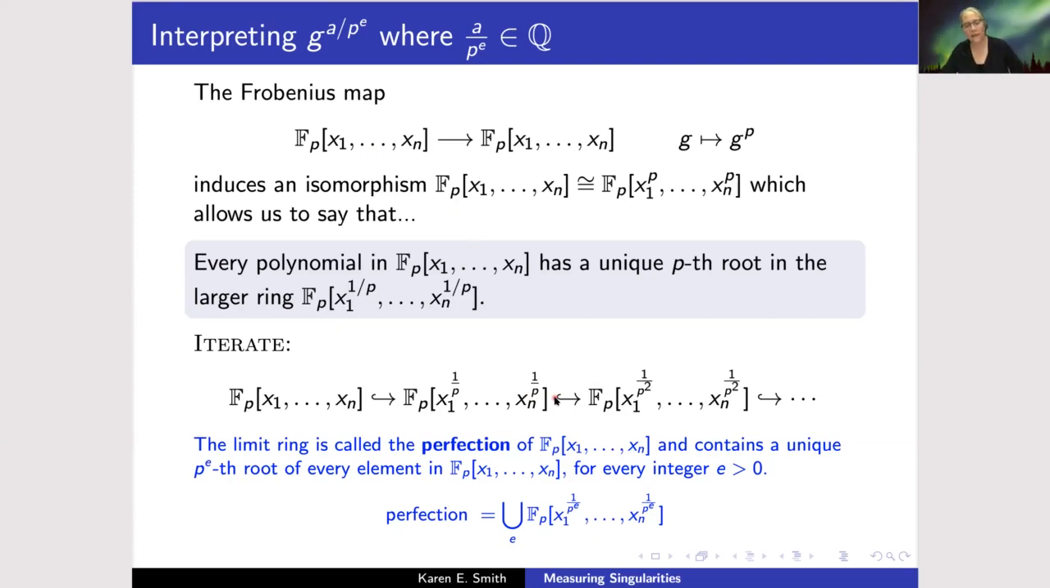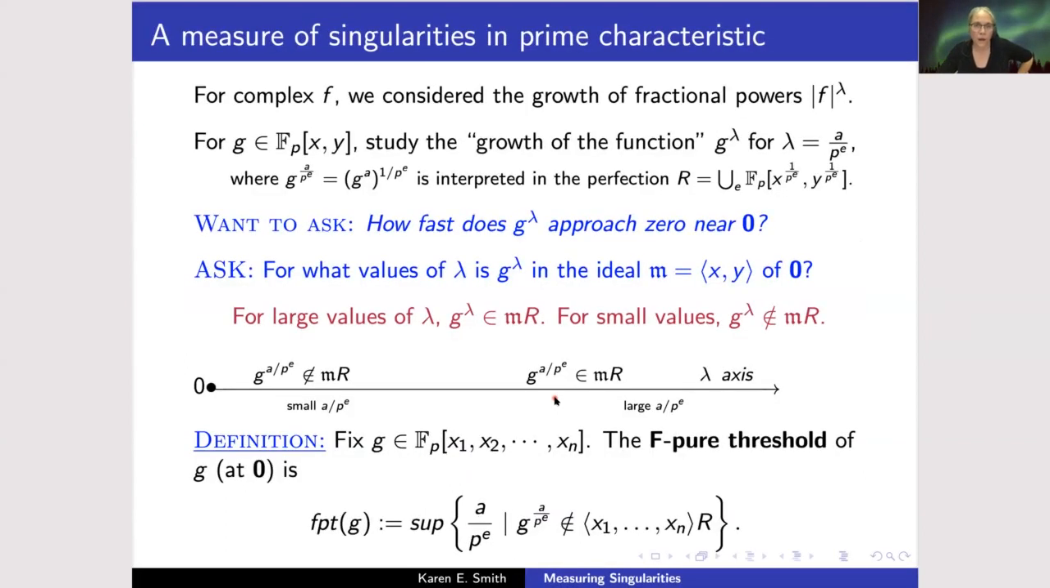And this is something that's actually very popular right now in algebra, to study this ring where I've thrown in all the p to the e-th roots. This is called the perfection of a ring. Okay, so let's try to do a similar thing to what we did before.